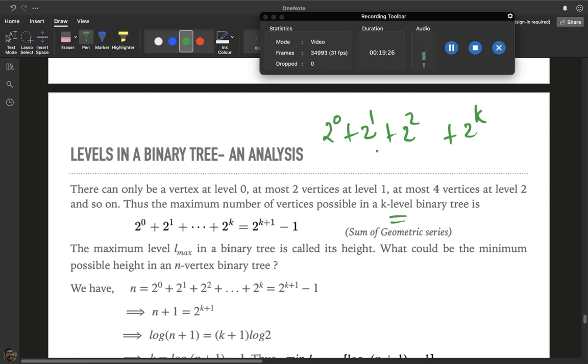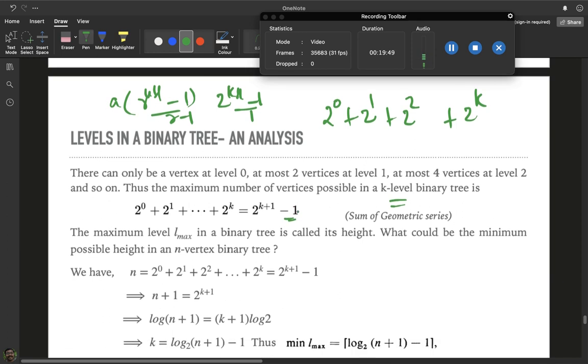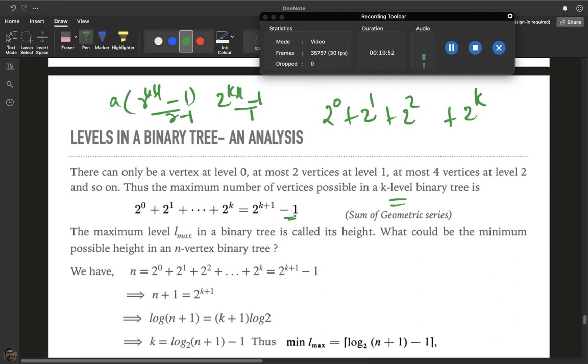Now you know that this is a geometric series, and the sum of a geometric series is a into r raised to n plus 1 minus 1 by r minus 1. So here a is 1, r is 2. So we'll have 2 raised to k plus 1 minus 1 by 1. So that is simply 2 raised to k plus 1 minus 1. So that is the sum, and that is the maximum number of vertices possible in a k level binary tree.